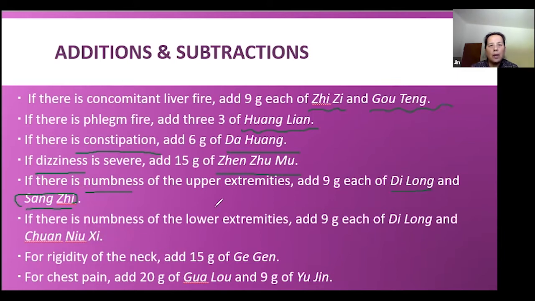That's pretty similar. Upper part numbness, we add 地龙 with 桑枝, they go to the upper body. And we know 牛膝 goes downwards, go downwards with 地龙 together, if the lower part of the limbs is numb. And 葛根 is a pretty good herb to relieve tenderness or hardness on the neck, so we can add it in there. Chest pain, like we are talking about coronary artery disorder, we can add in gualo, and also 郁金. 郁金 is a qi-moving herb.